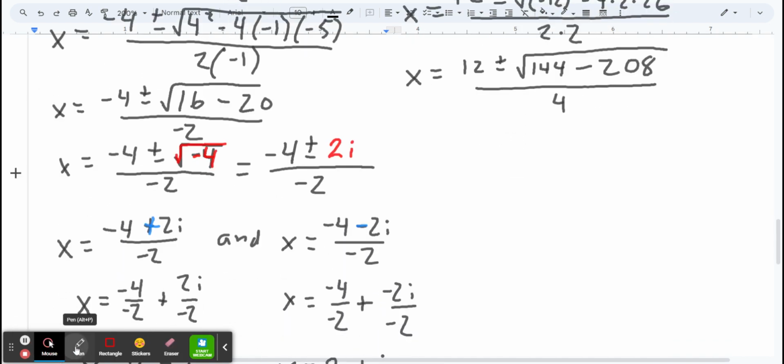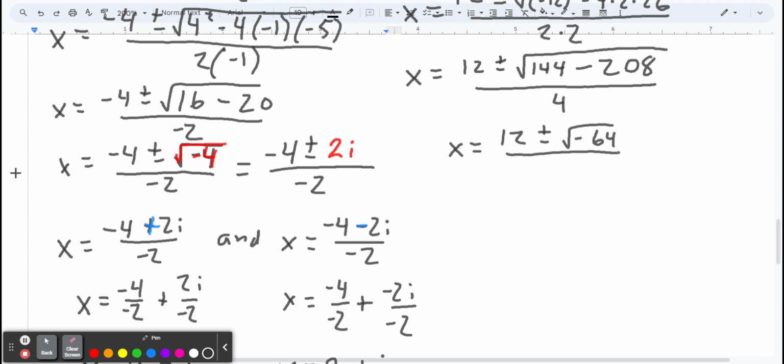Slide down so we can see a little bit better. So if we simplify that further, we get x equals 12 plus or minus the square root of negative 64. Again, we're taking a square root of a negative, so we'll want to make sure that we are using our imaginary numbers here. Taking that square root of the negative 64, so that will become 12 plus or minus 8i all over that positive 4.